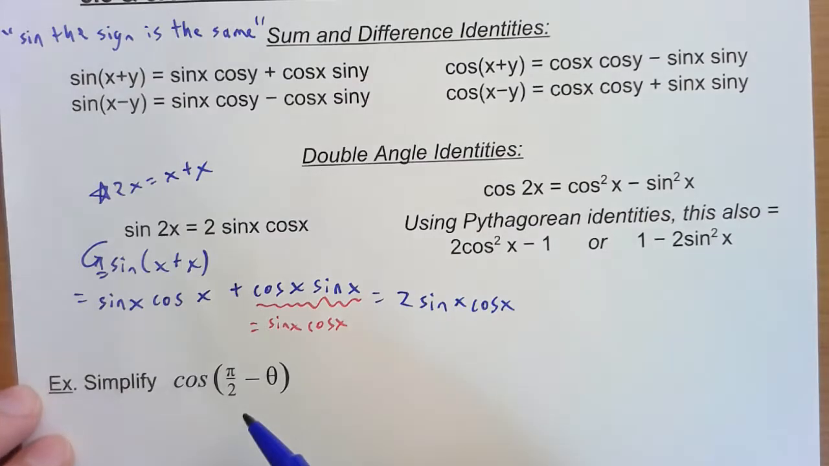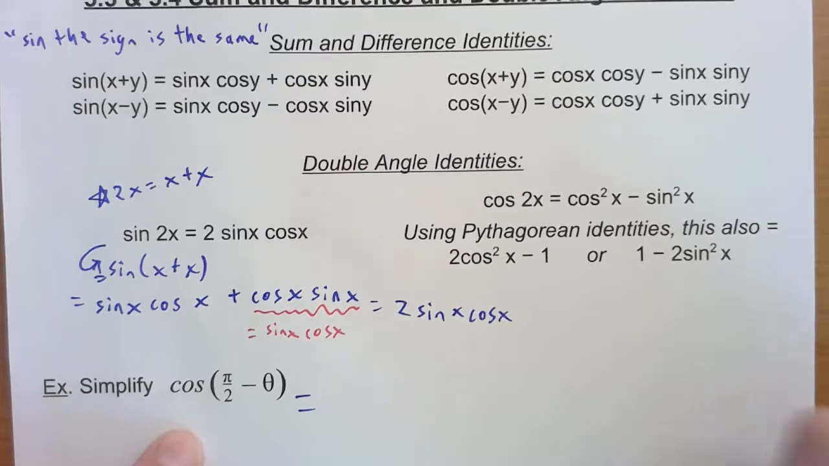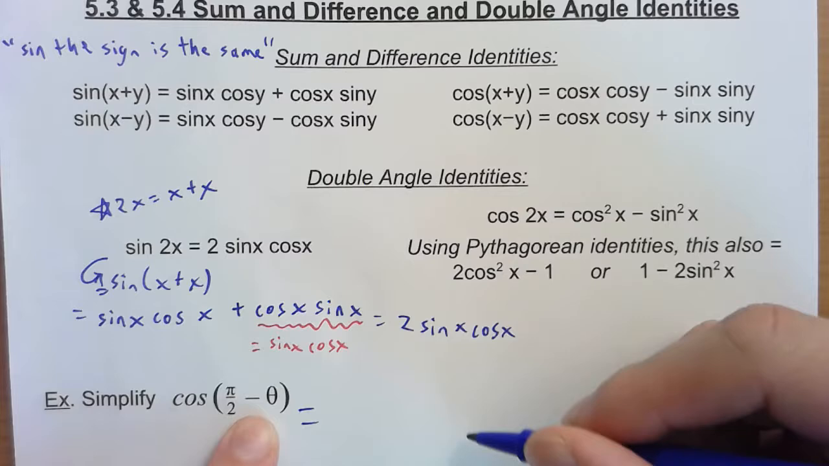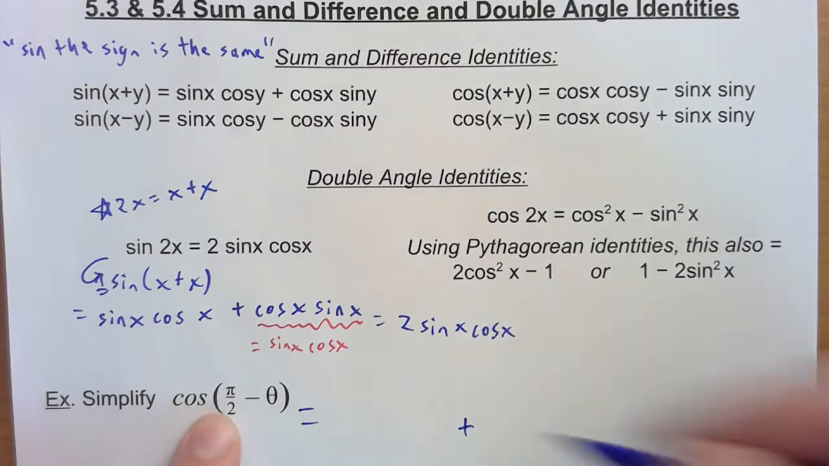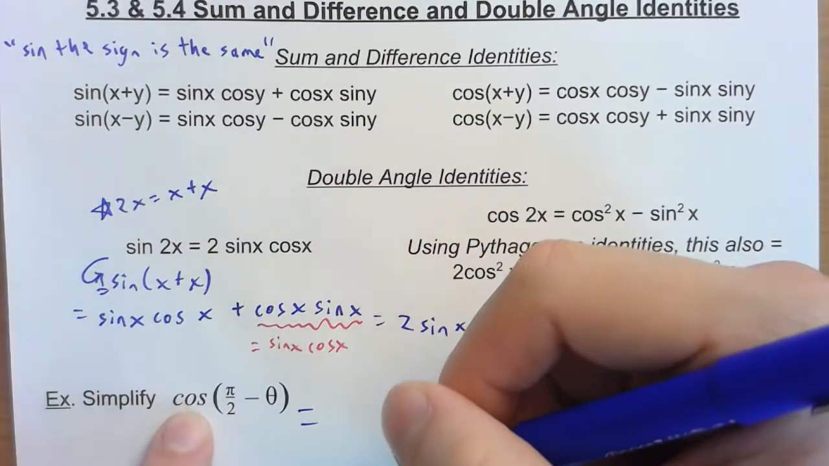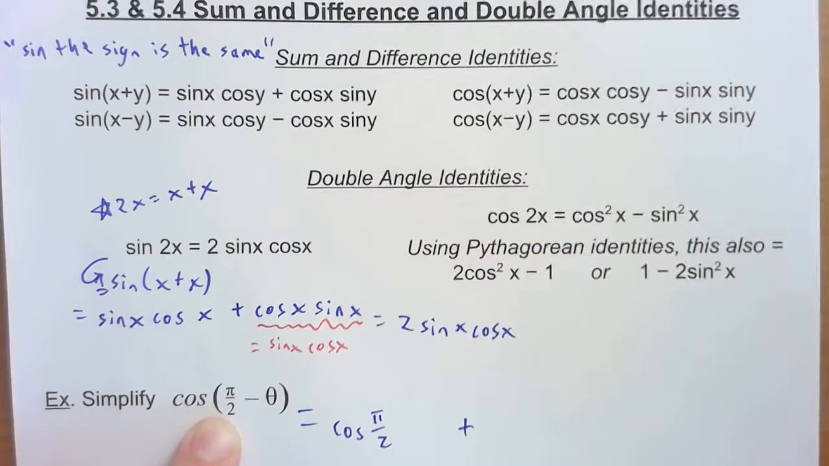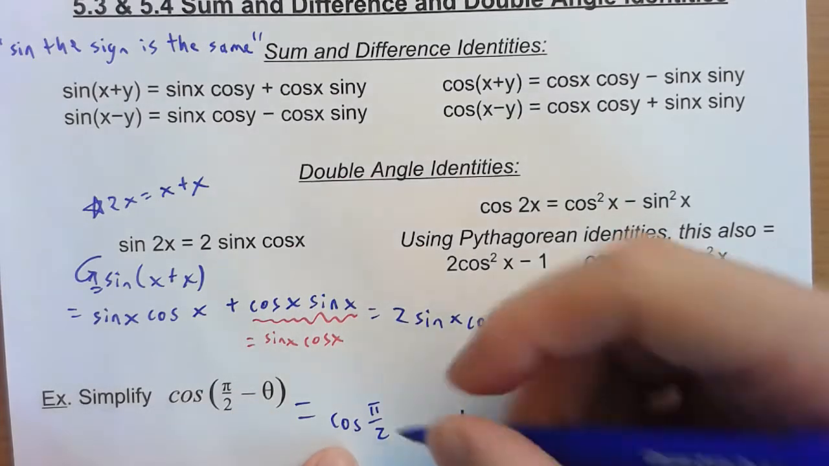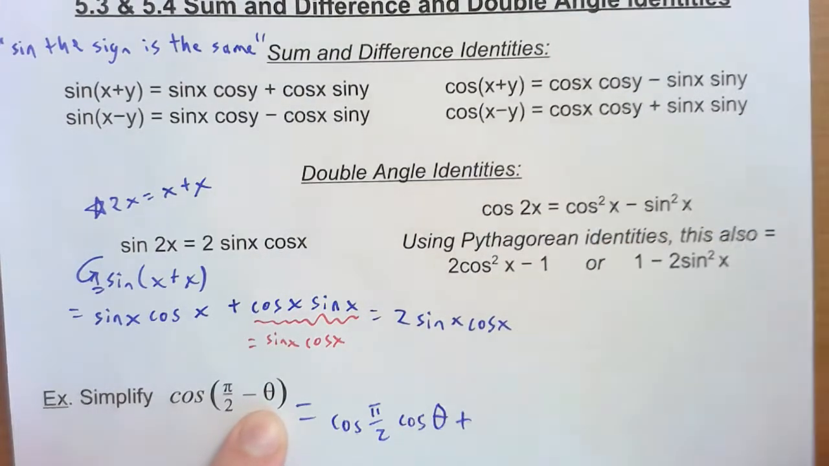So let's say we want to simplify cosine of pi over 2 minus theta. I remember for sine the sign is the same, so that means for cosine it is different. So if I start with a minus, now I'm going to have a plus in the middle. I'm going to start with cosine pi over 2, and then since the sign, the plus or minus, was different, that means I'm going to have the same functions together. So cosine with cosine, and I'm going to use the second angle.